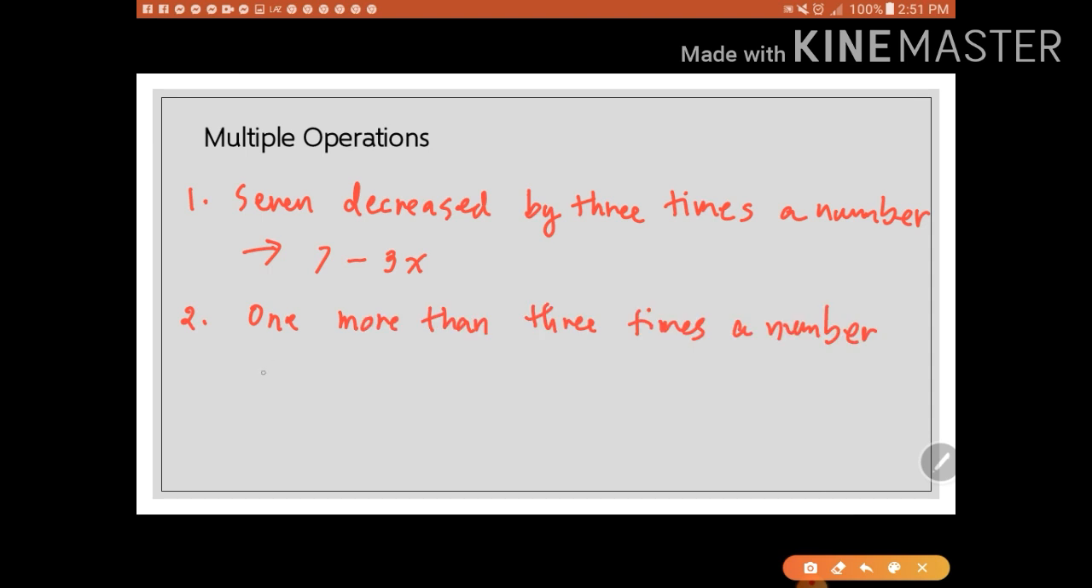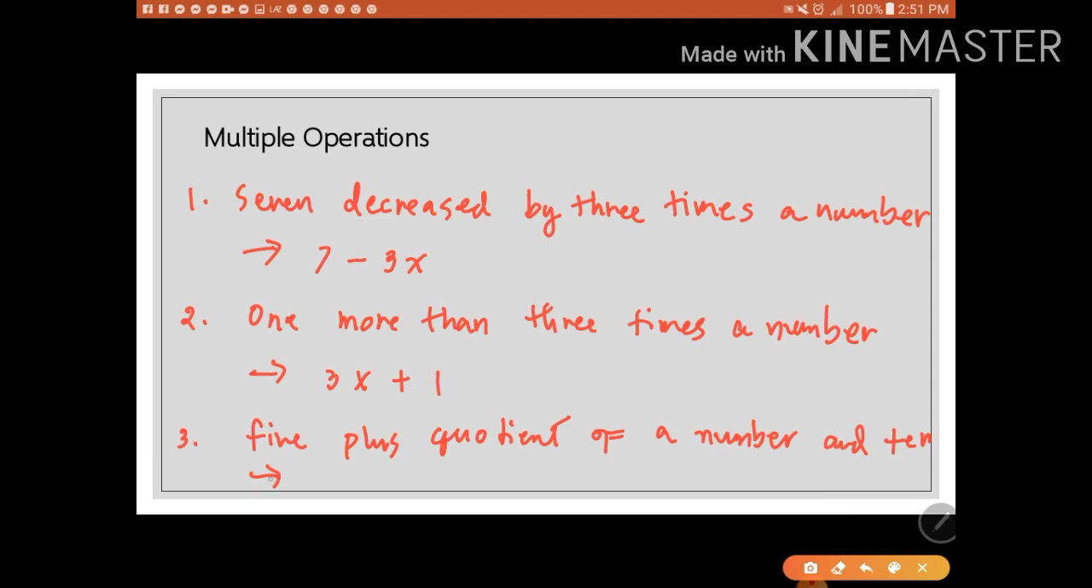Let's have example number 2. It says here, 1 more than 3 times a number. So in symbols, that would be 3x plus 1. Example number 3: 5 plus the quotient of a number and 10. So that would be 5 plus x over 10.